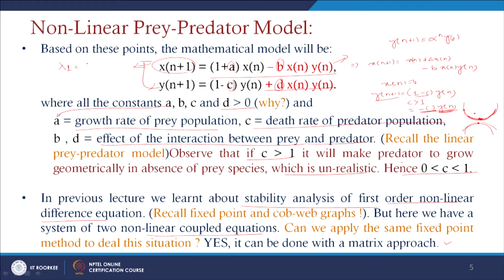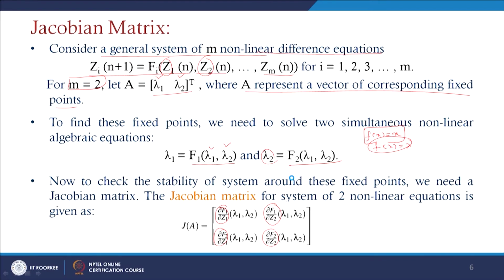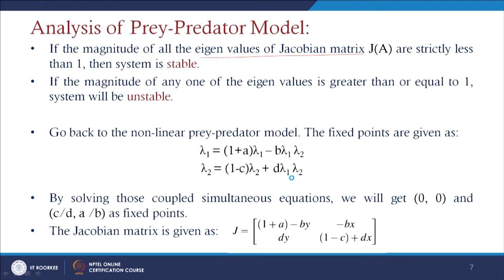So, lambda 1 can be written as 1 plus a lambda 1 minus b lambda 1 lambda 2, since corresponding to x we are putting lambda 1, and corresponding to y we are putting lambda 2. Similarly, lambda 2 can be written as 1 minus c lambda 2 plus d into lambda 1 lambda 2. So, this is what is written here: 1 minus c lambda 2 plus d lambda 1 lambda 2.